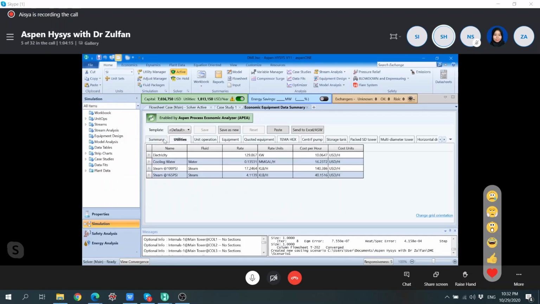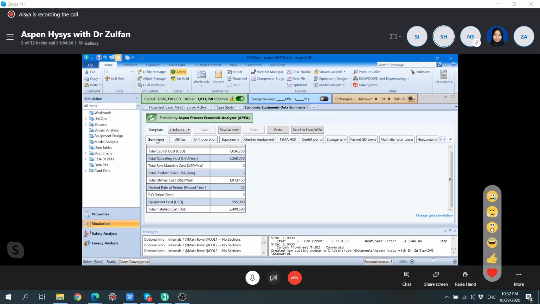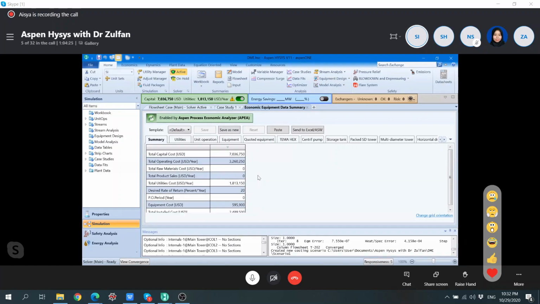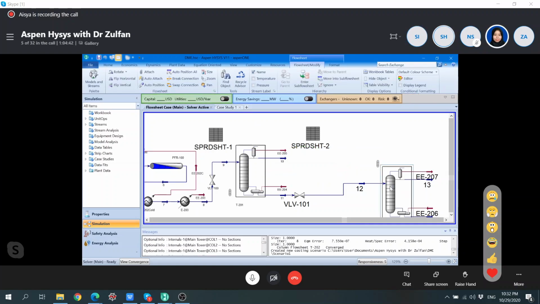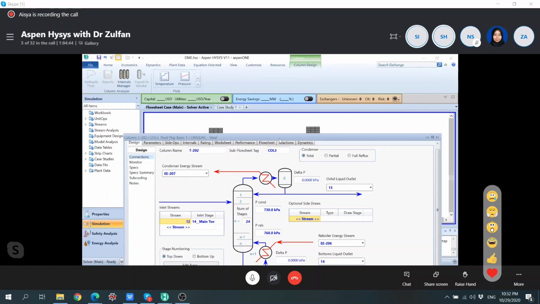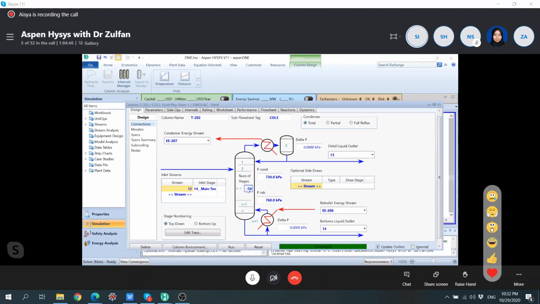But this is a good way to compare if you have different designs. Can you memorize this number? Capital cost is 7 million, and operating cost is 3 million a year. Now go back to the flow sheet and change, for example, a column. Just make it taller by 4 stages, or shorter, say 20 stages.